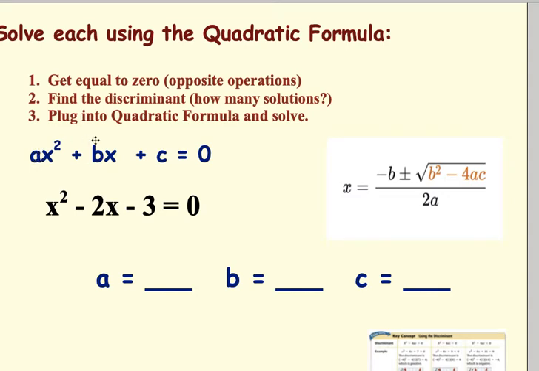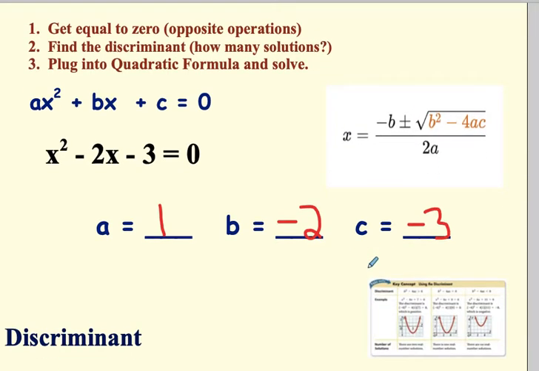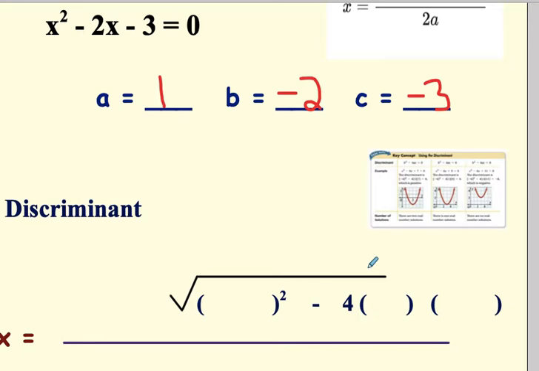I'm going to identify my a, b, and c right off the bat, so that when I start using the formula, I realize what I got. So my a is 1. My b is a negative 2, and my c is a negative 3. I'm going to be using the formula right here, and the first goal is to figure out how many answers I do have.